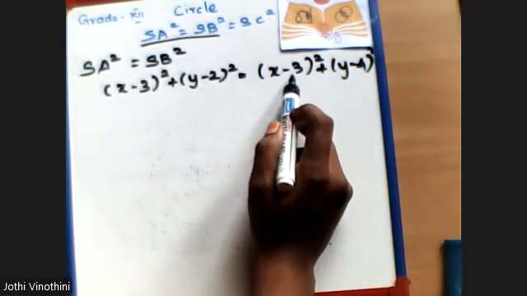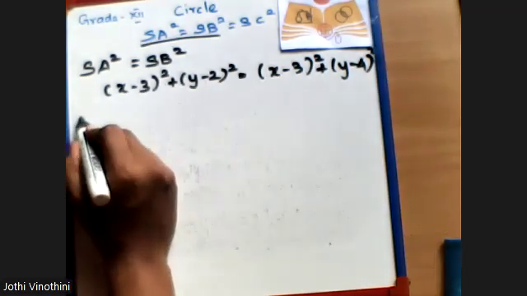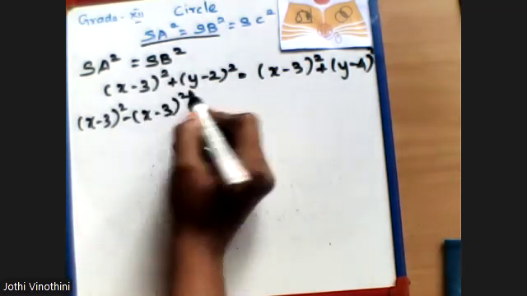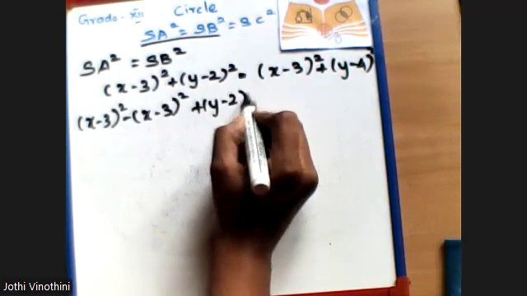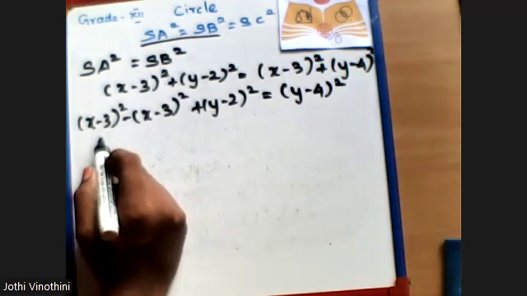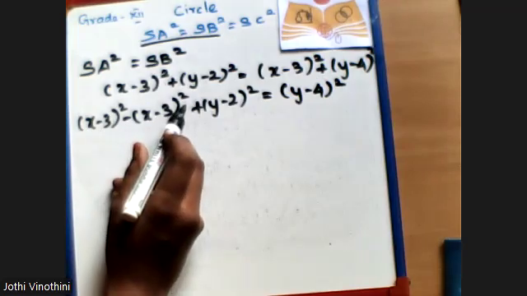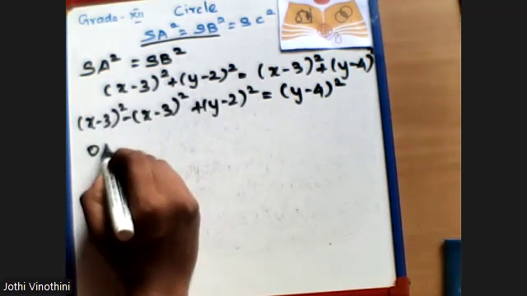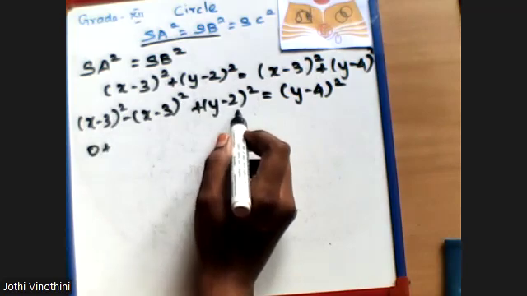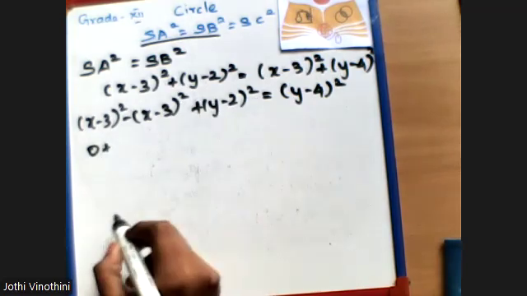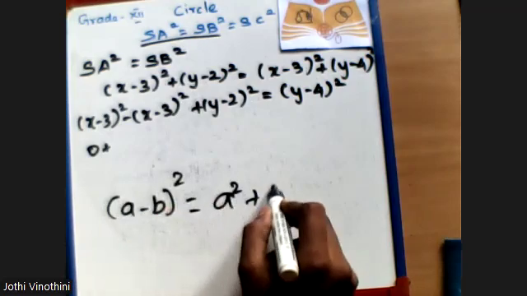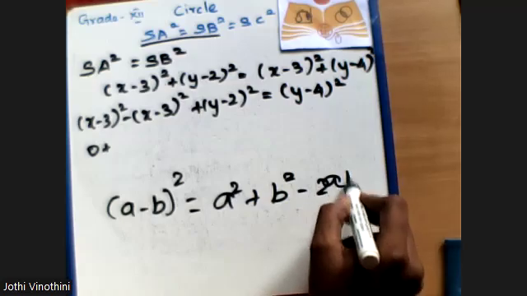So when we move (x minus 3) the whole square to this side, it will become (x minus 3) the whole square minus (x minus 3) the whole square plus (y minus 2) the whole square equals (y minus 4) the whole square. So (x minus 3) the whole square minus (x minus 3) the whole square will be 0. So 0 plus, we are going to expand this. It is in the form of (a minus b) the whole squared. (a minus b) the whole squared equals a squared plus b squared minus 2ab.